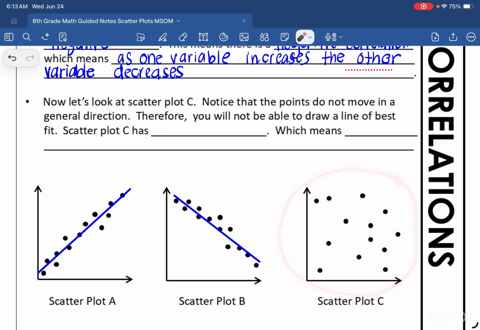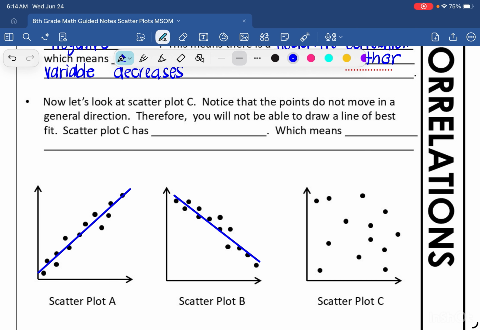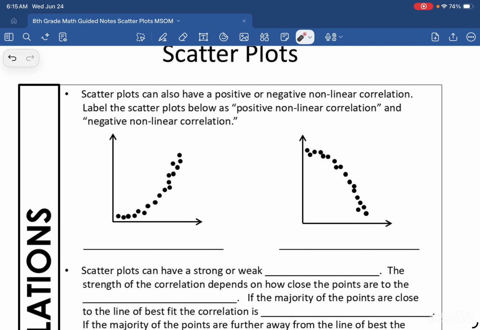Now let's look at scatter plot C. Notice that the points do not move in a general direction. They're just scattered. Therefore, you will not be able to draw a line of best fit. Scatter plot C has zero correlation, which means the scatter plot does not show that one variable affects the other variable. Scatter plots can also have a positive or negative non-linear correlation.